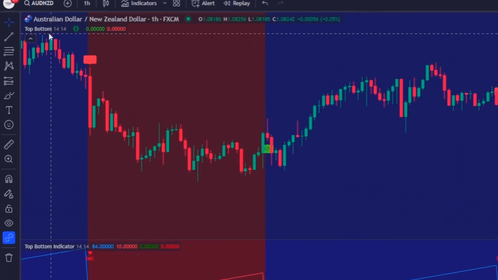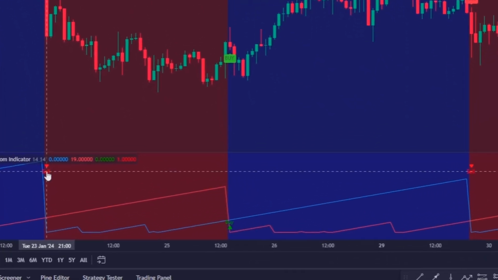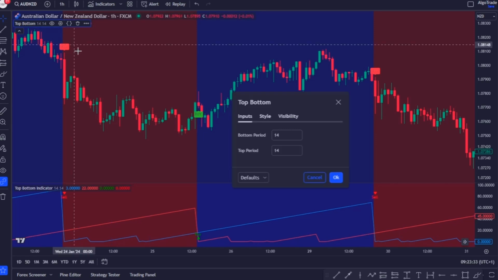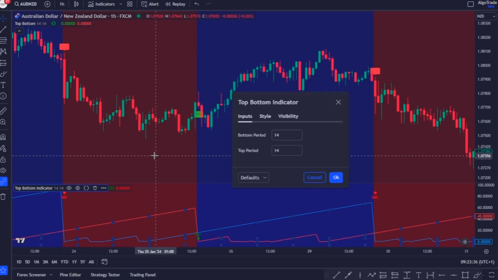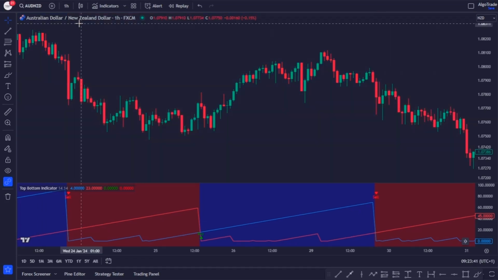The first one places the buy and sell signals directly on the chart, while the second option places the signals on a histogram. But since their settings are exactly the same, feel free to choose the option you like the most. In my case, I will choose the histogram.